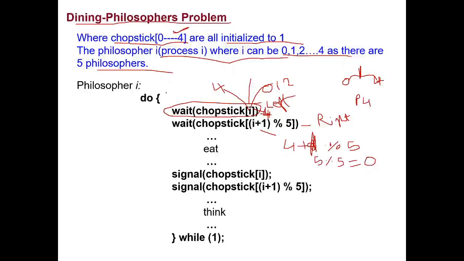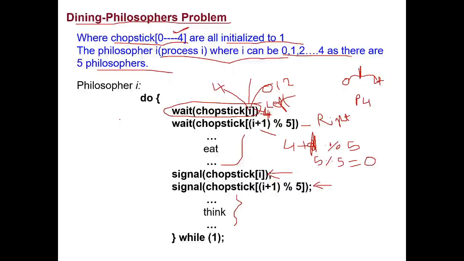In this way, the philosopher acquires the chopsticks shared with the neighbors, and once they acquire them, they are going to eat. After finishing, the philosopher is going to release the left chopstick and the right chopstick, and then start thinking again so that neighbors can use the chopsticks for eating.